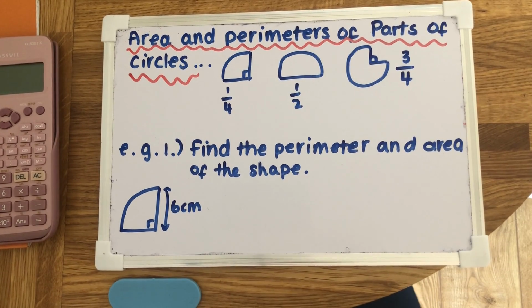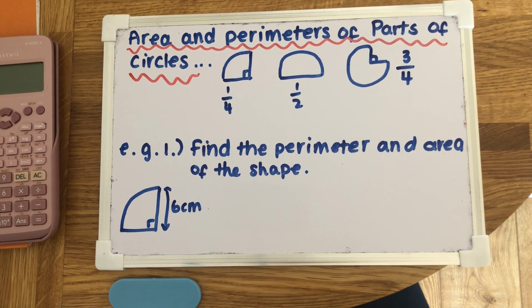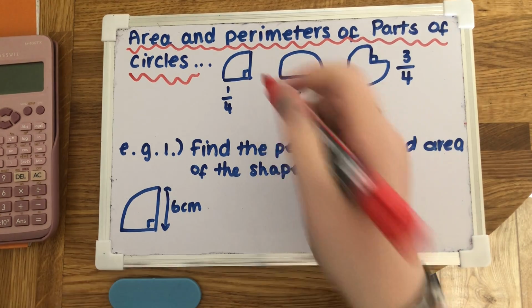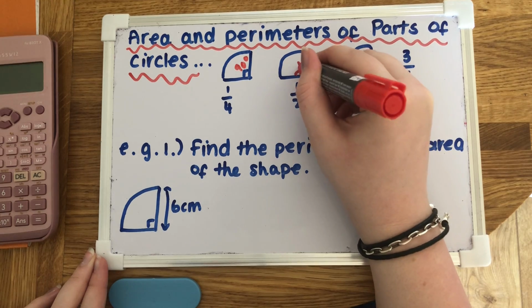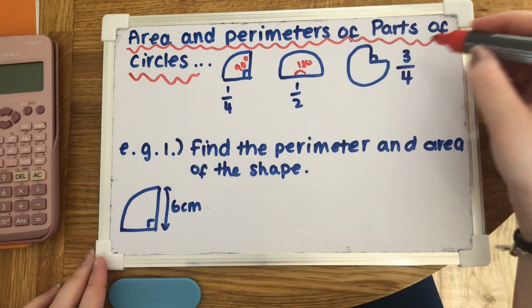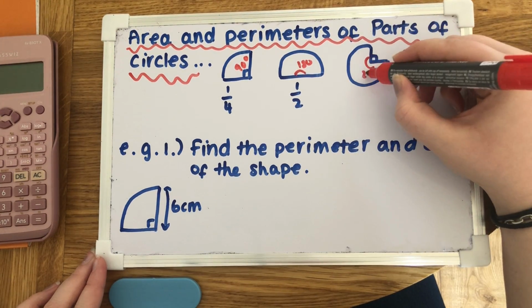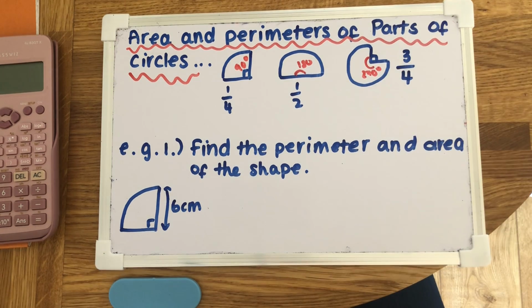Okay, so the last bit of circles that we're going to do are parts of circles. Now you can do this if you've done sectors already. You can do it the same method as sectors because you should know how many degrees are in each one. So for example, if you had a quarter of a circle, I've written the right angle, so that's 90. This would be 180 because that's a straight line, and this would be 270. Okay, so you can do it the sector way.